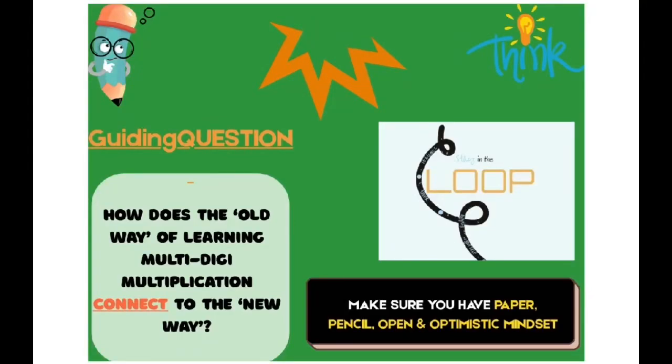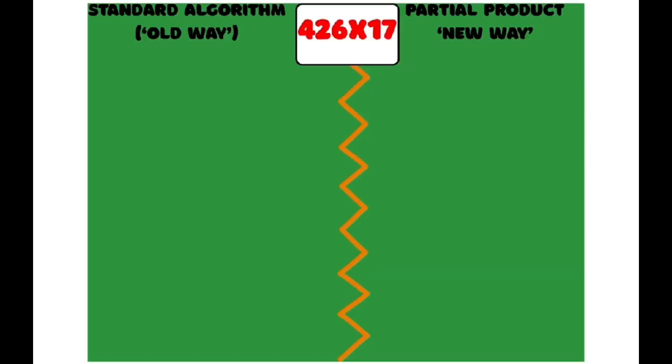Connections are made to inform, inspire, and stay in the know. In our previous video, we learned a new but old strategy called standard algorithm. In this video, we are going to see the connection between the standard algorithm and the newfound strategy, partial product. Now, allow me to put on my focals, and let's begin. Our first problem is 426 times 17.